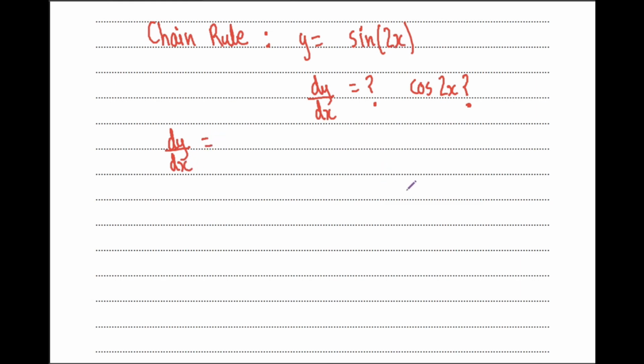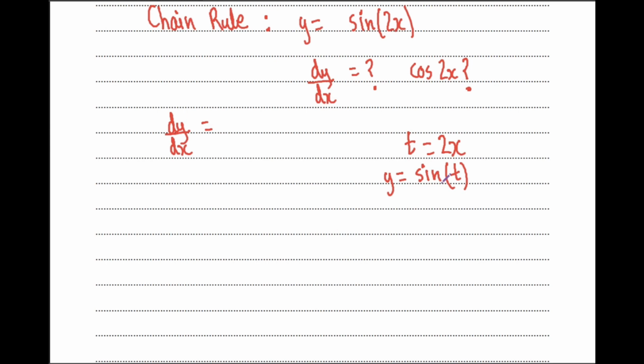Let's introduce a function t. Let's say t is equal to 2x, right? Because we have 2x here, let's call it t is equal to 2x. So now we have y is equal to sine of t, right? So far we haven't really done anything. It's just calling t equals 2x because we don't want the 2. So t is equal to 2x.